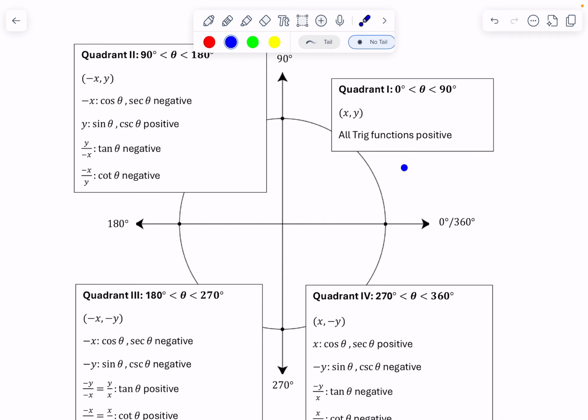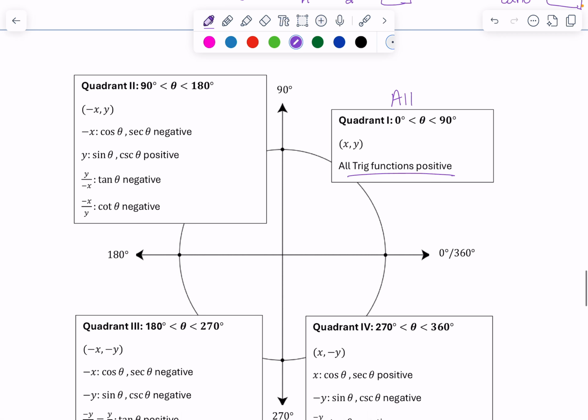So in quadrant 1, here in between 0 and 90 degrees, all trig functions are positive. So we have an "all," which is an A. Everything's positive. In quadrant 2, over here, if you look through the list there, the only ones that are positive are the sine and the cosecant. So we can say "all students." It's a nice memory trick.